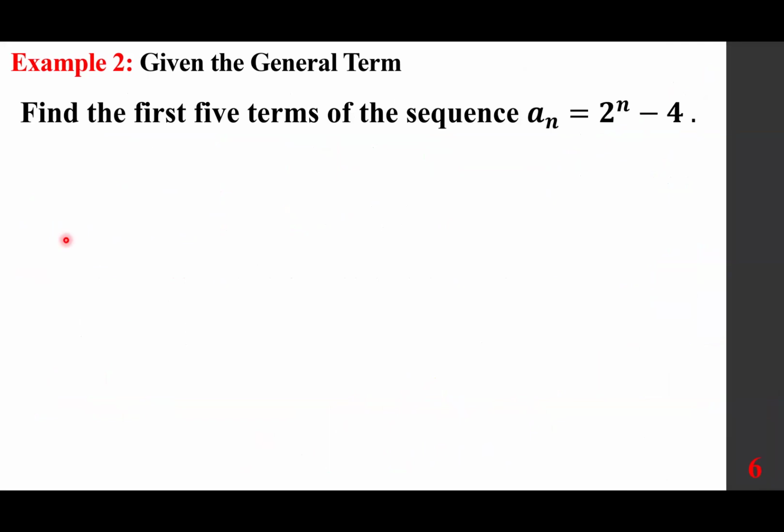Now, in this example, we want to find the first 5 terms, and again, you have all of these questions. You just write the solutions. So if I want the first one, basically, I'm going to replace the n with 1. I get a sub 1 equals 2 to the power of 1 minus 4, which makes it negative 2.